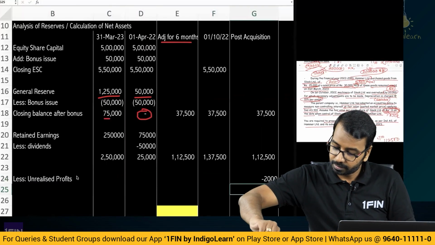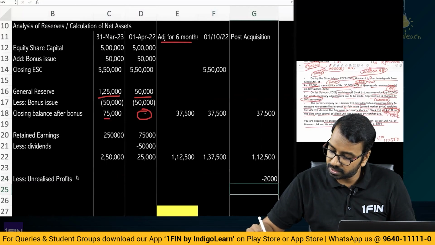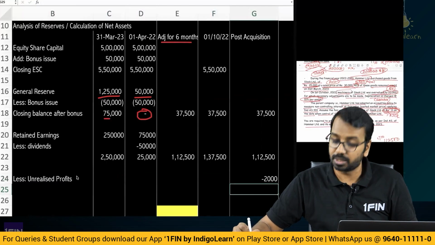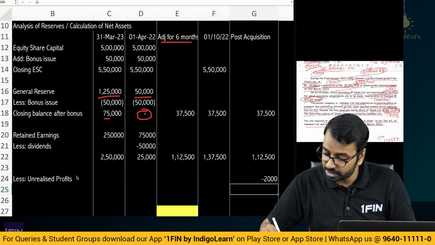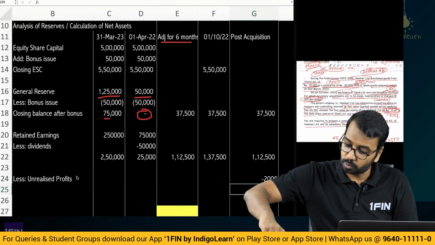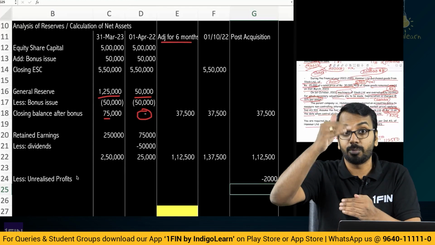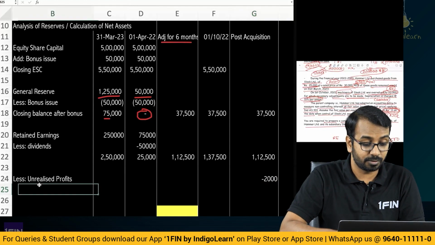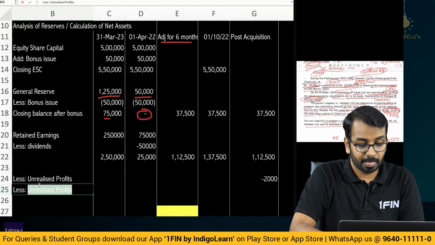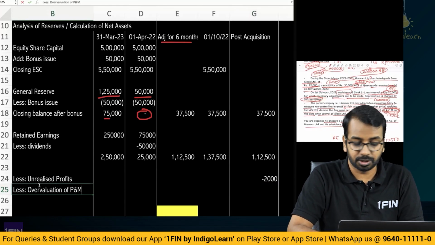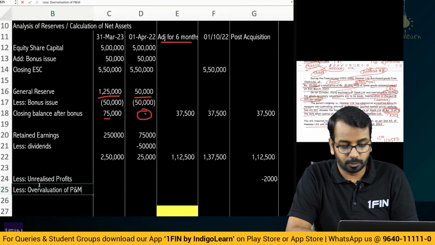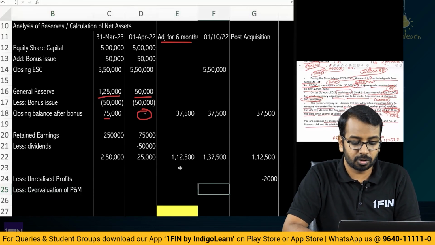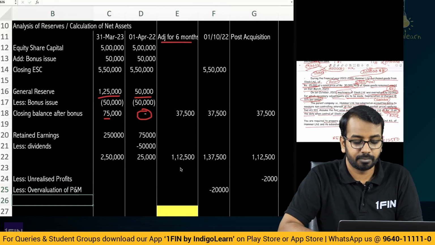Then on 1st of October, machinery of Sleek Limited was overvalued by 20,000. This is a date of acquisition adjustment, 20,000 for which necessary adjustments are to be made. So 20,000 overvalued means we have to bring down the net assets on date of acquisition, less overvaluation of plant and machinery, right? Plant and machinery, how much? 20,000. So on the date of acquisition column, minus 20,000.